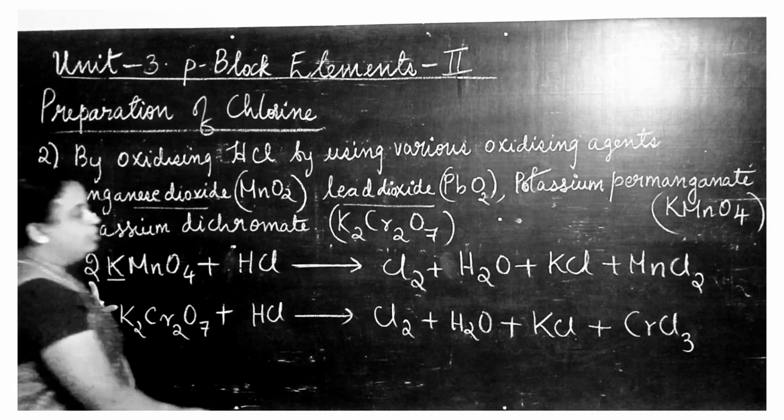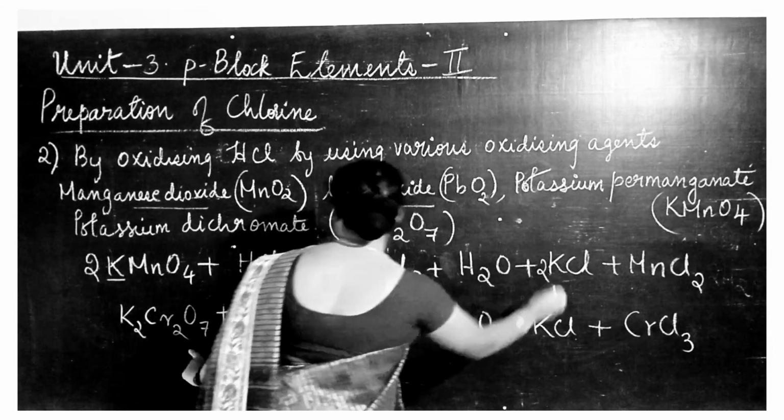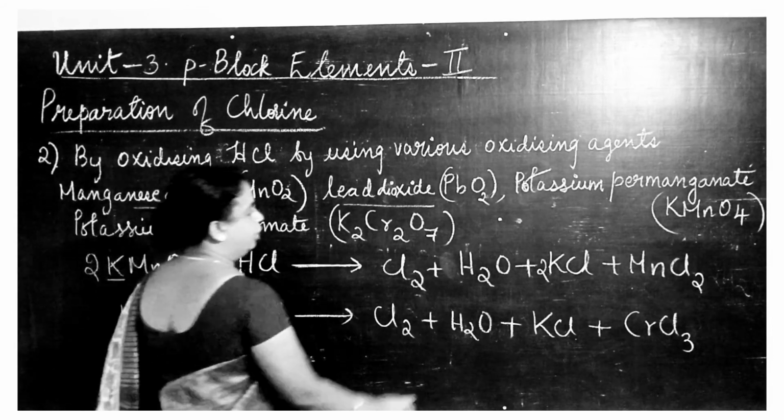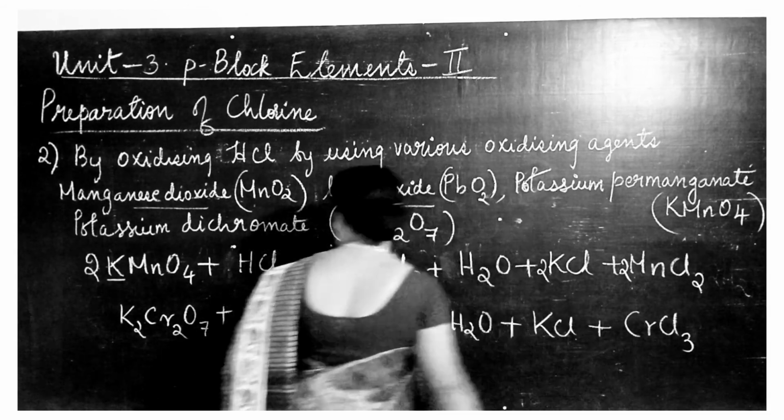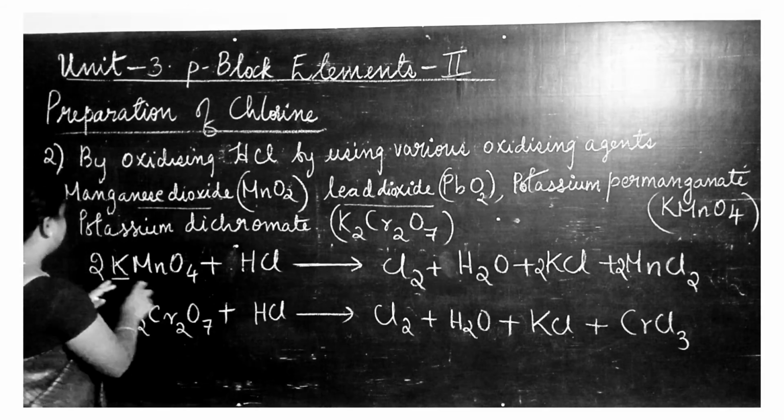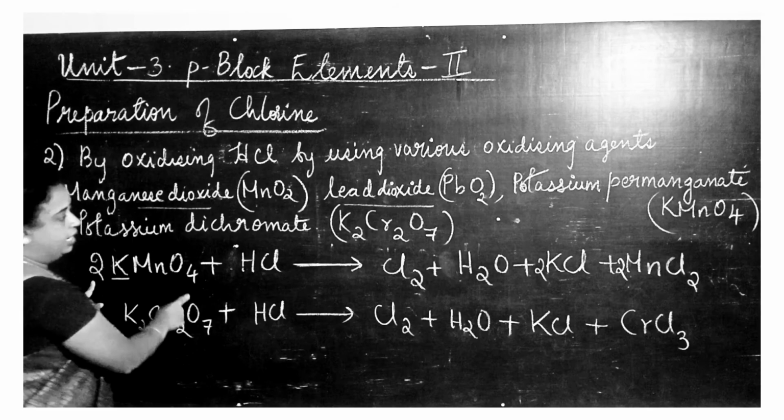2 potassium. So here also it becomes 2 potassium. Now 2 manganese. So here also it becomes 2 manganese. Okay, now let us balance with oxygen. So 8 oxygen atoms here.